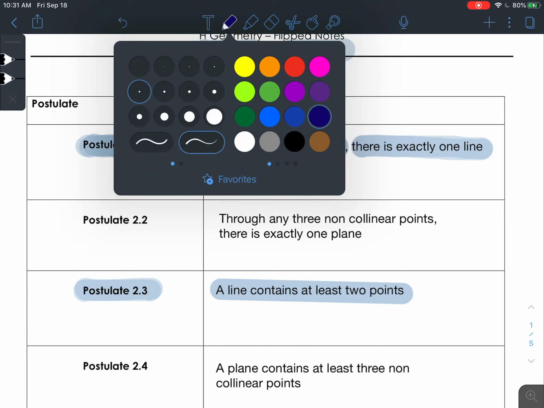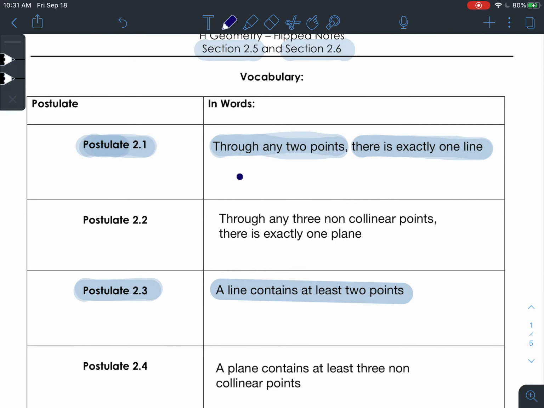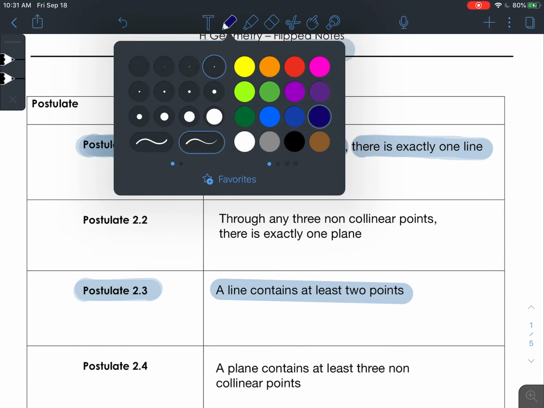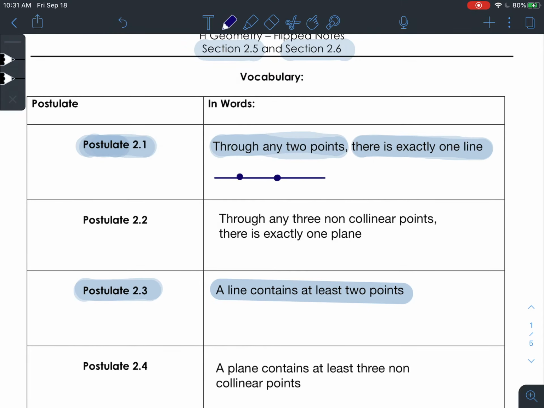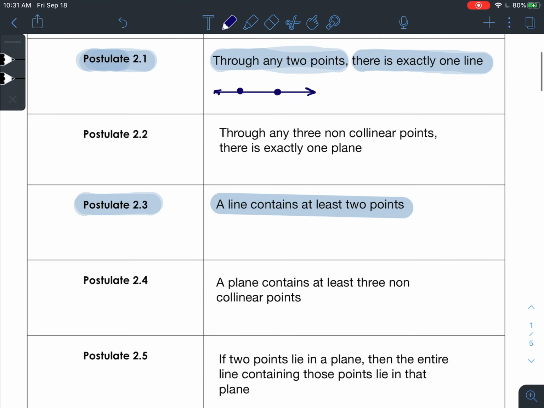In postulate 2.1, we're given 2 points, and our conclusion is that there's exactly one line between them. So we're given the 2 points, and the conclusion is the line that connects them. Now, in postulate 2.3, we're given a line, and our conclusion is that there has to be at least 2 points on that line. So even though my figures look the same, it's all about what you're given and what you're concluding. Postulate 2.1, you're given the points, and we're concluding there's a line that connects them. Postulate 2.3, we're given the line, and we're concluding that there are at least 2 points on it.